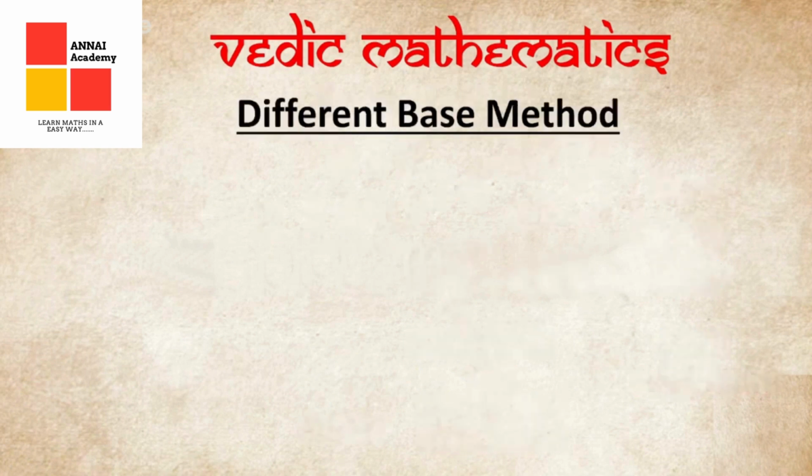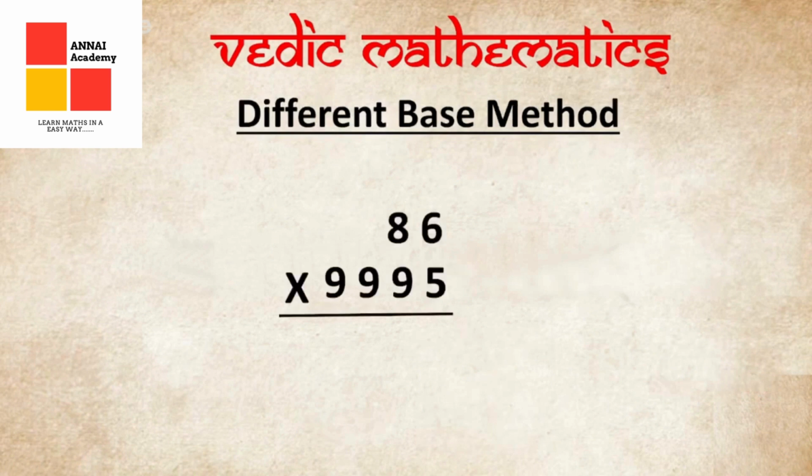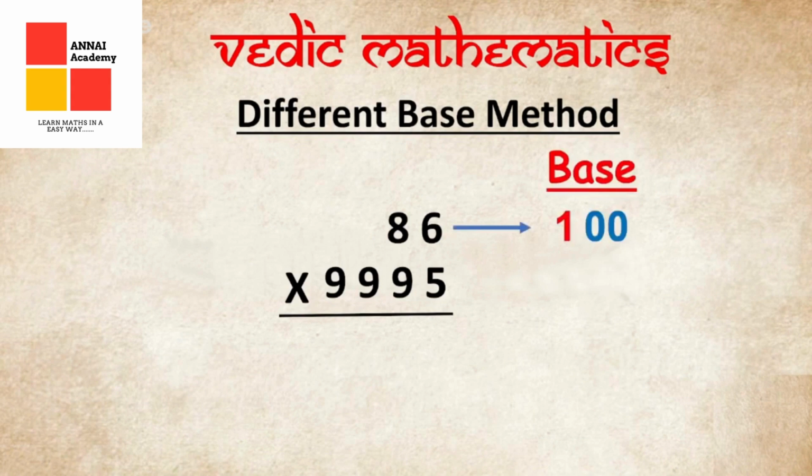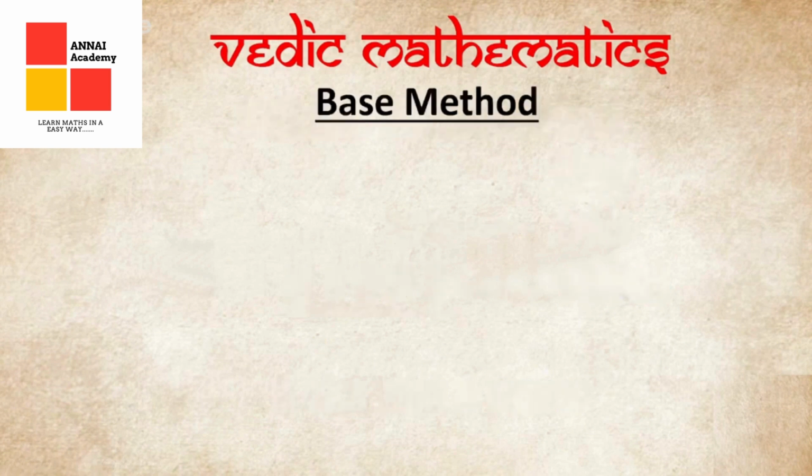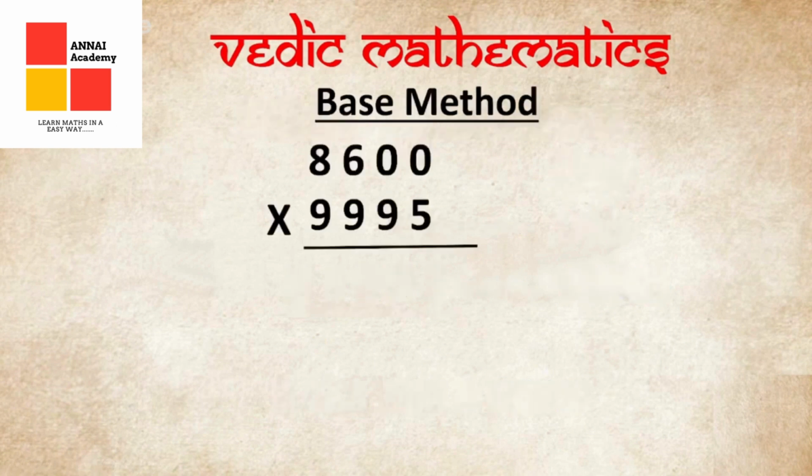Let's move ahead and look at another question. Now we have to multiply 86 by 9,995. First, we will write the base of both the numbers. We took the base of 86 as 100, because it is very close to 100. At the same time, 9,995 is very close to 10,000, so we took its base as 10,000. Now you will see that there is a difference of 2 zeros in both the bases. To equalize the base, you will multiply 86 by 100. This will be 8,600. Now we will multiply 8,600 by 9,995.